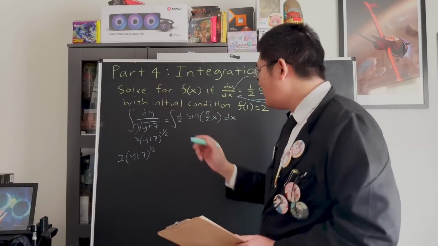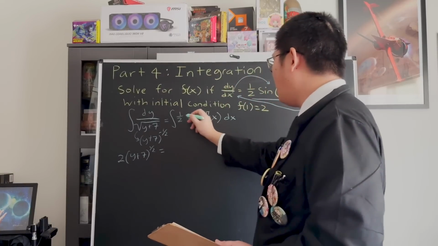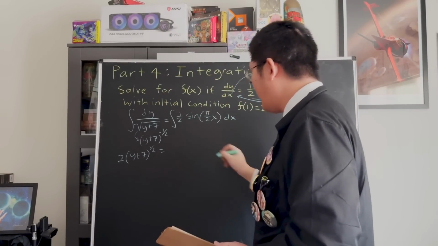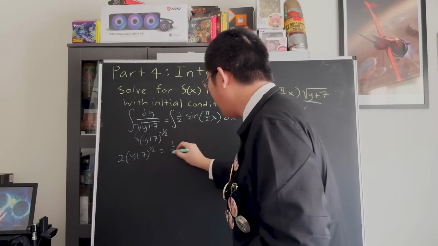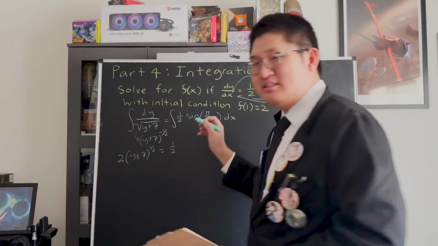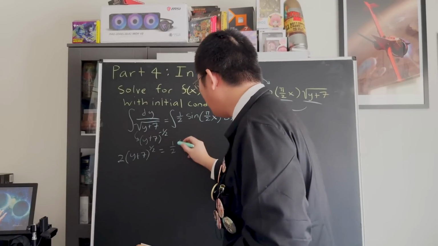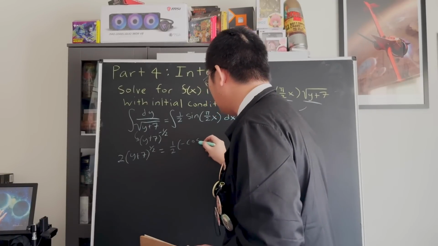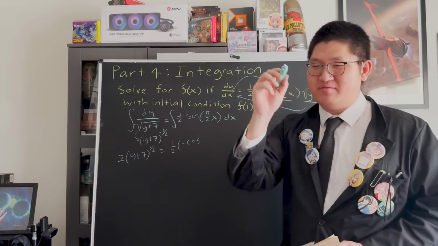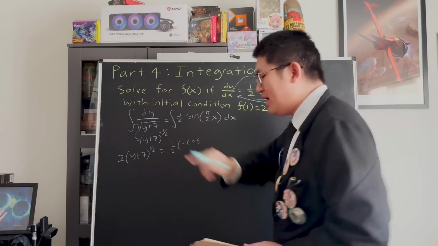Then on this side, with 1/2 times sine of pi over 2x, we can leave that coefficient of 1/2 there for now. This, again, integrating a positive sine means that it's going to give us a negative cosine as an integration, because the derivative of negative cosine gives us that positive sine.